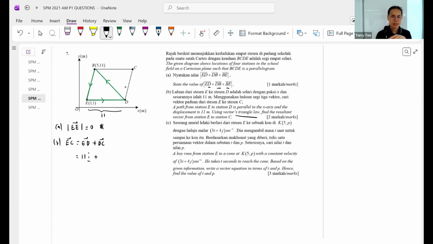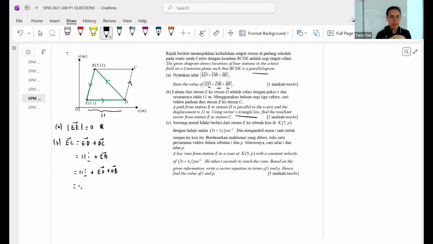DC means we're going this direction. Okay, what is DC? DC is the same as EB. Why? Because this is a parallelogram, right? Two sides are parallel, equal magnitude. So let me do EB first. What's EB? EB is E to O, O to B.